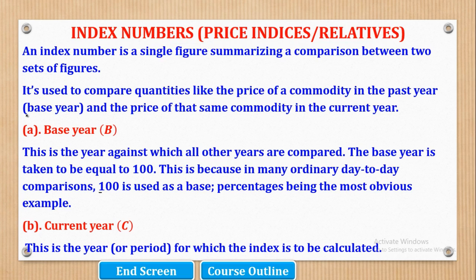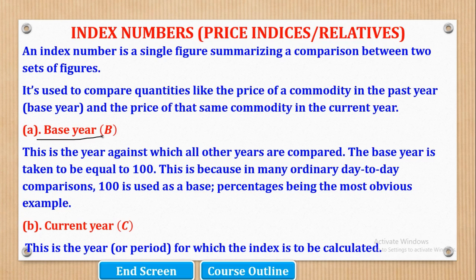So now we have seen two terms. One is base year and the other one is current year. So what are they? A base year, denoted by the symbol capital B, is the year against which all other years are compared, and the base year is taken to be equal to 100. Now here there is no percentage. Most students get confused and put a percentage, which is not okay. We shall see where to put a percentage. This is because in many ordinary day-to-day comparisons, 100 is used as the base. For example, percentages go up to 100.